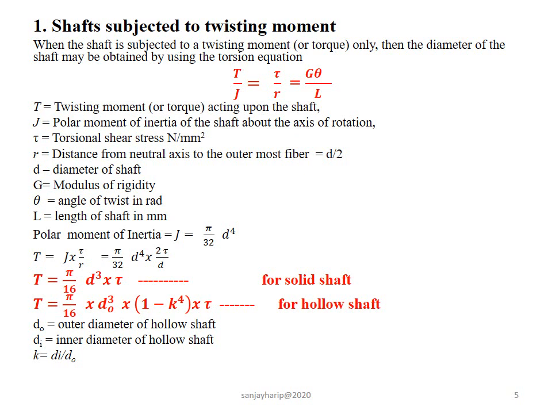So we can easily find out the diameter of a solid shaft by using the equation T is equal to pi by 16 d cube into tau. Whereas for a hollow shaft, the torque is equal to pi by 16 do cube into (1 minus k raised to 4) into tau, where k is the ratio of inner diameter of the hollow shaft to the outer diameter of the hollow shaft.